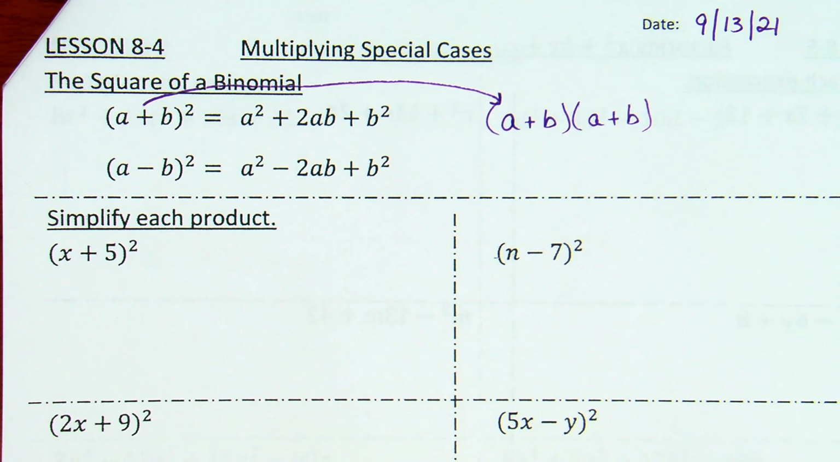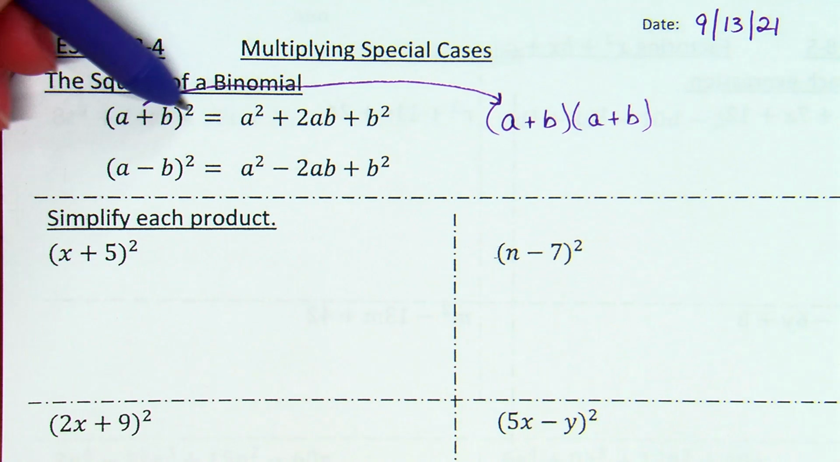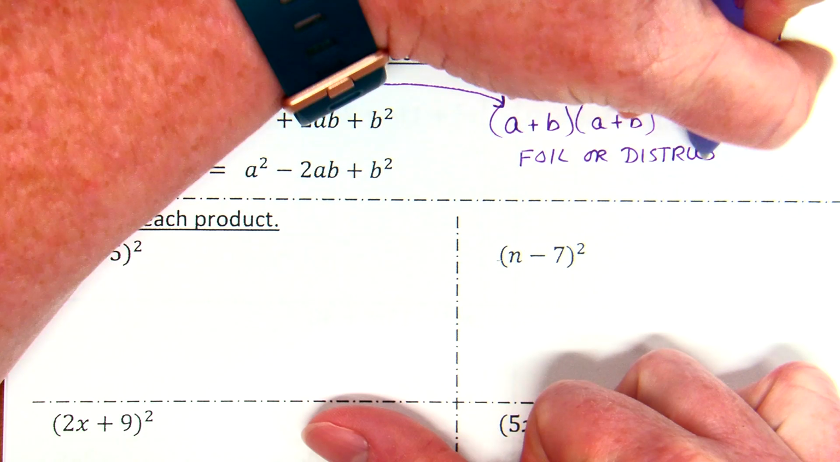So that's my recommendation: when you see a parenthesis squared, you write it like this, where it's parenthesis times parenthesis, and then I like to say FOIL, but I'm not sure all of you guys are sold on FOIL, so the other word I can use is distribute.